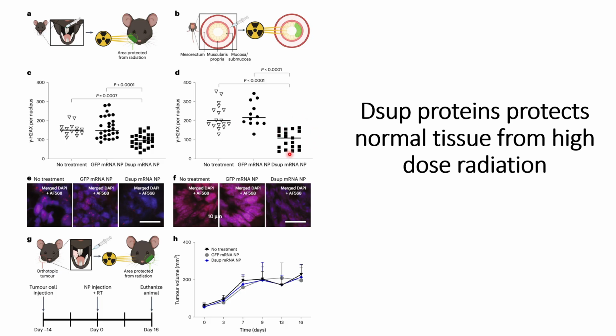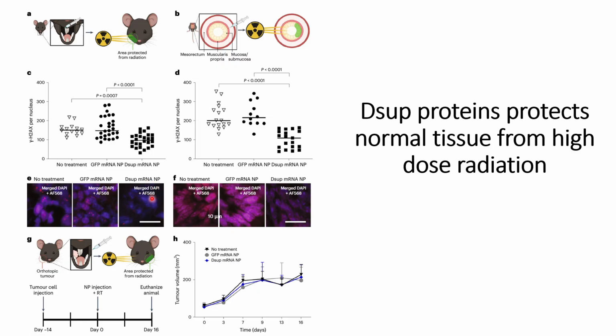And here also we can see that Dsup transfected mRNAs tissue shows less gamma H2AX per nucleus compared to the normal case. And panel E shows the buccal tissues immunofluorescence images, where we can see that AF568 signals are high in the no treatment and also in the GFP mRNA transfected cells, whereas when they use the Dsup mRNAs, the AF568 signals go down significantly.